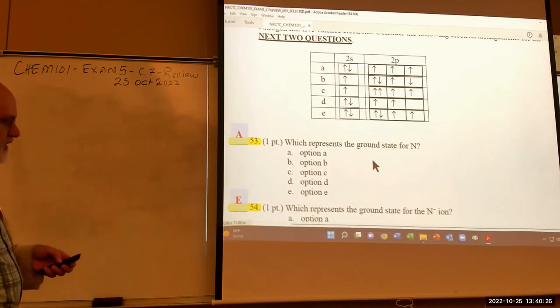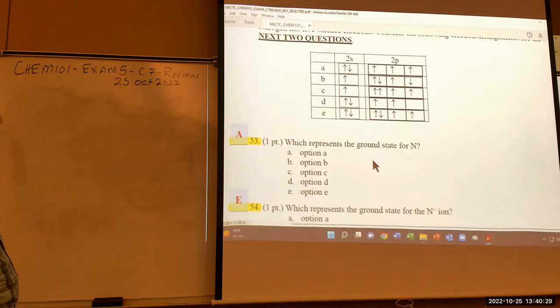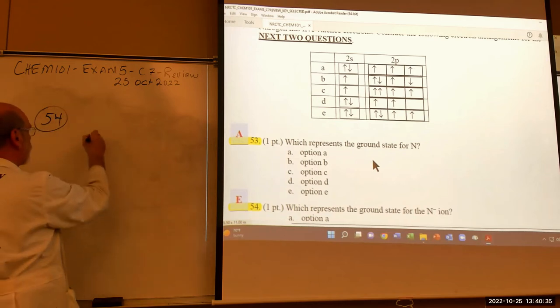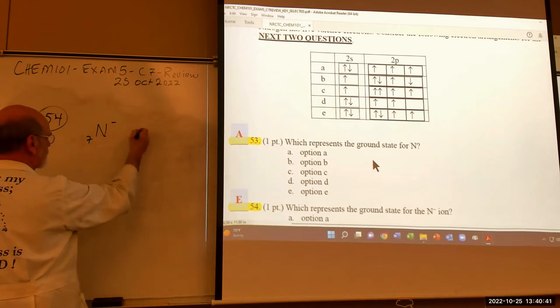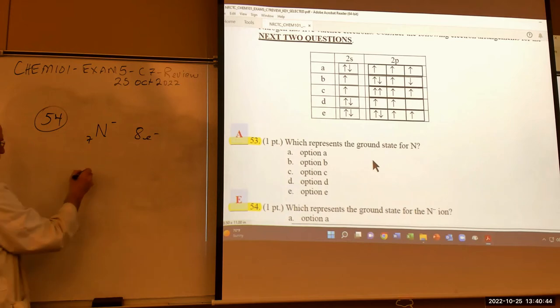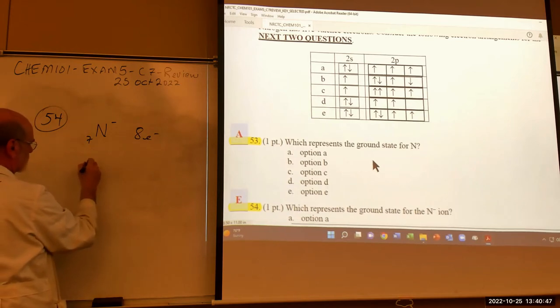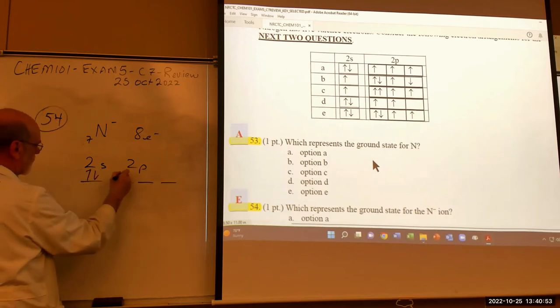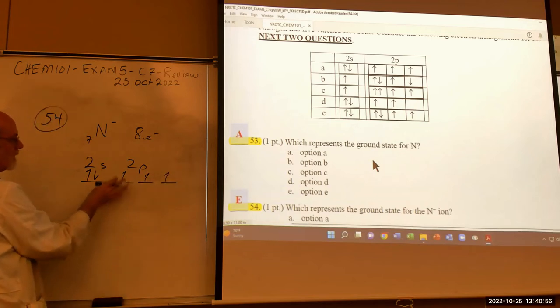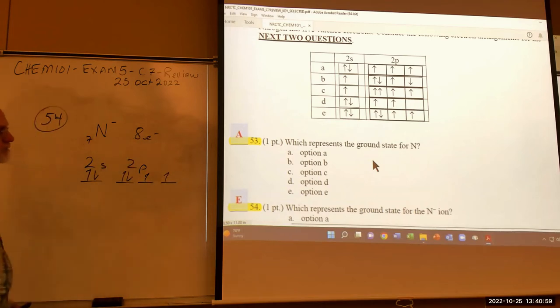Okay, 54. Which represents the ground state for N minus 1? Yeah, 54. Let's do it again. N minus 1. So you start with 7 protons and you're adding an electron. So how many electrons do you have? 8 electrons. And so here we'll skip the 1s. 2s, 2p, here. And 2 there. 1, 2, 3. That's the neutral atom. We added an electron like that. So this one will be full. There it is right there. This is full. And this one has 2 paired and 2 unpaired.